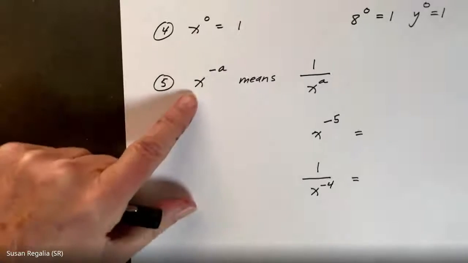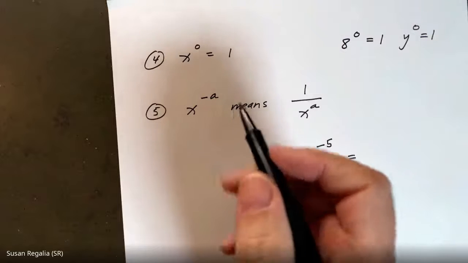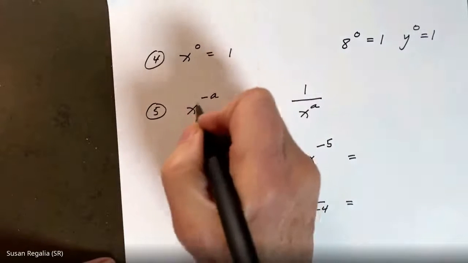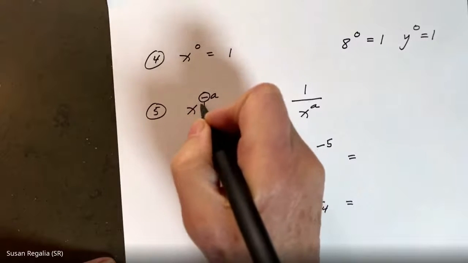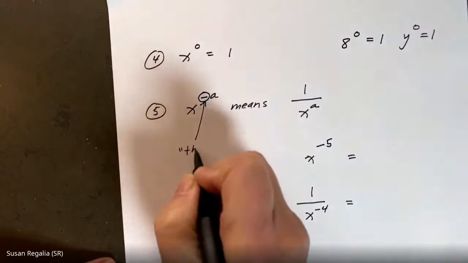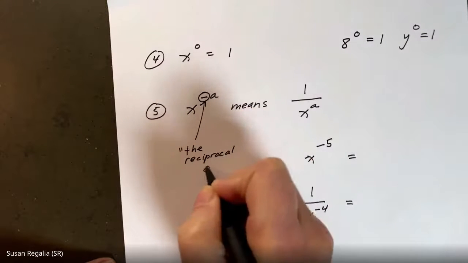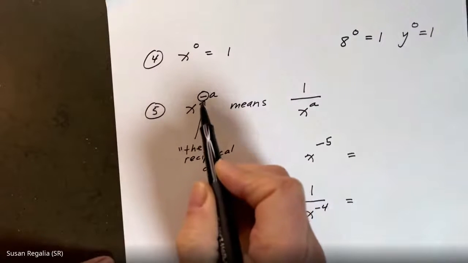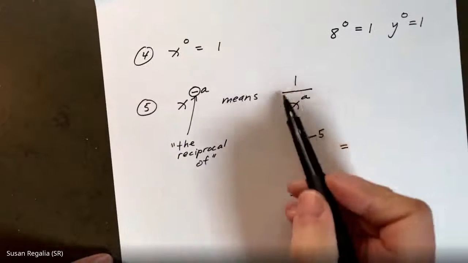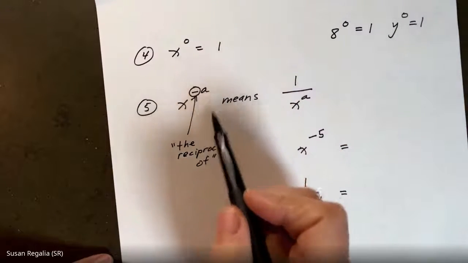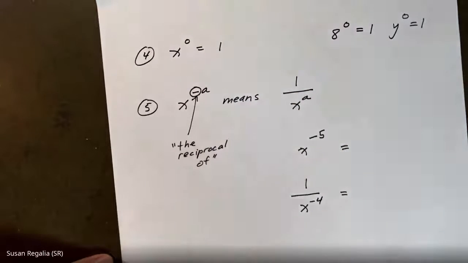Okay, the last one is the negative exponent. And you don't read this as like a minus number. It doesn't make anything negative. What this says, when you see that negative, your brain should say the reciprocal of. So this says the reciprocal of x to the a power. So it means 1 over x to the a. It means it goes downstairs. From upstairs in the numerator, it goes downstairs without a negative exponent.